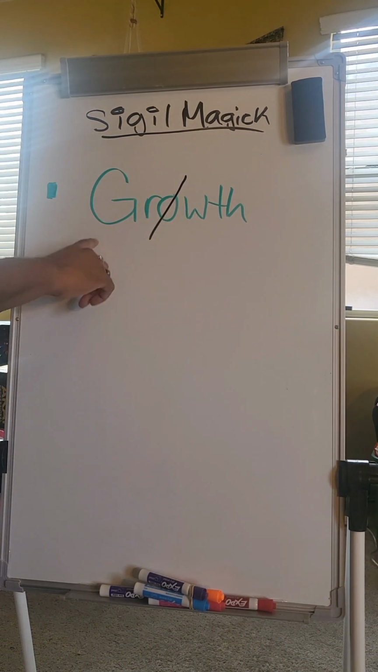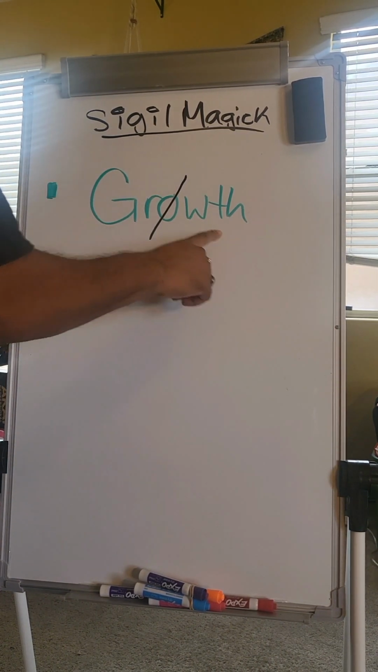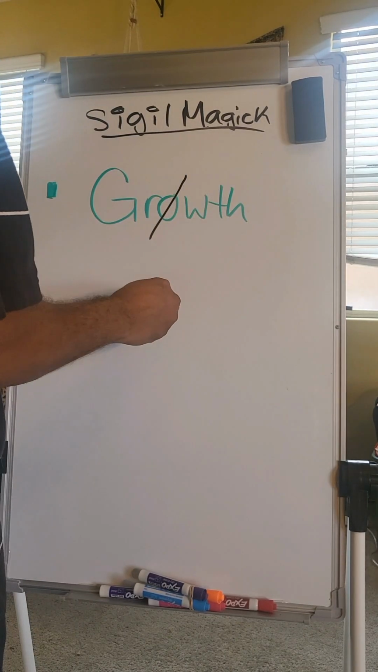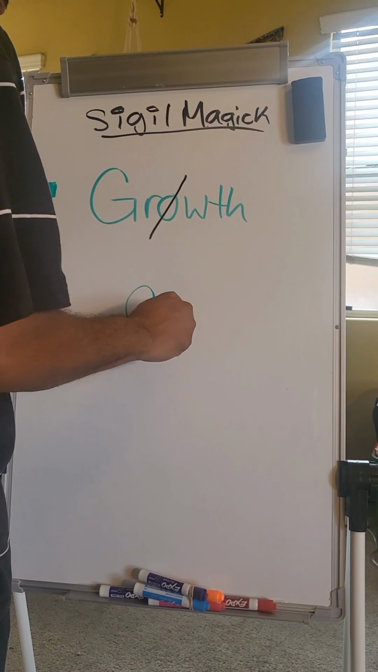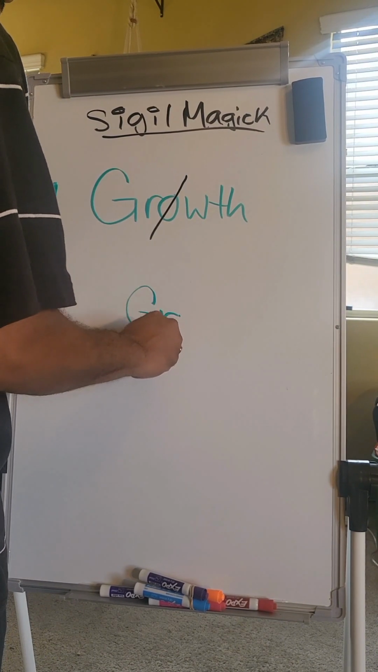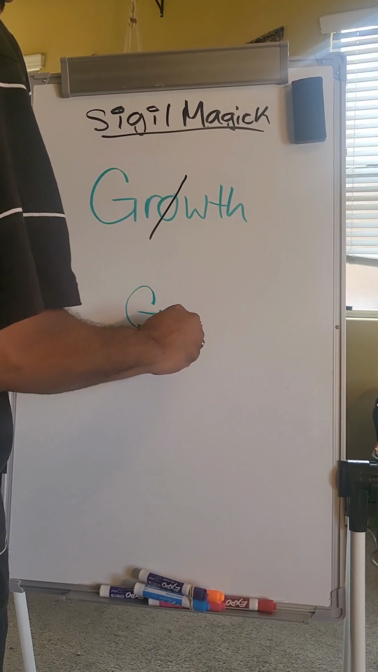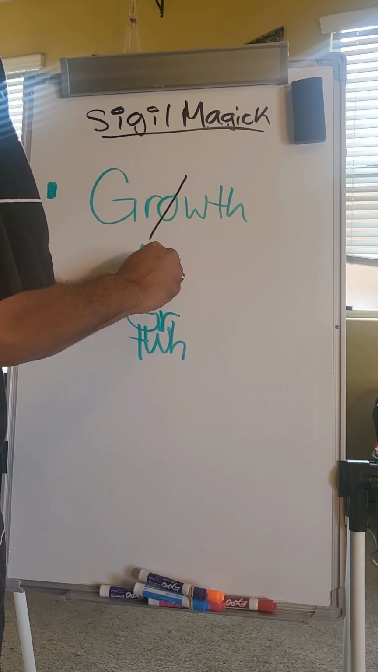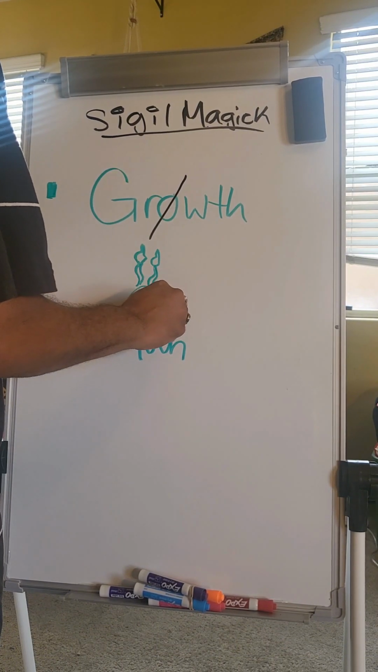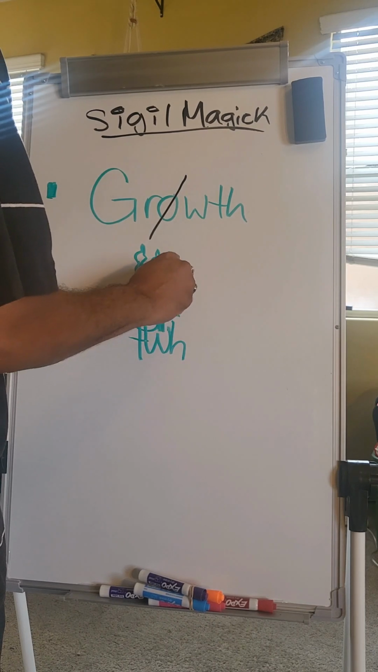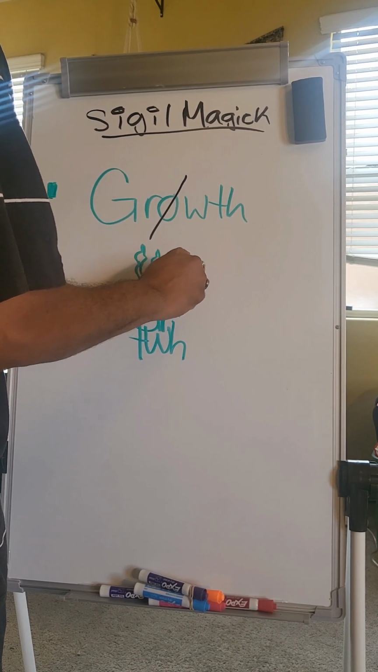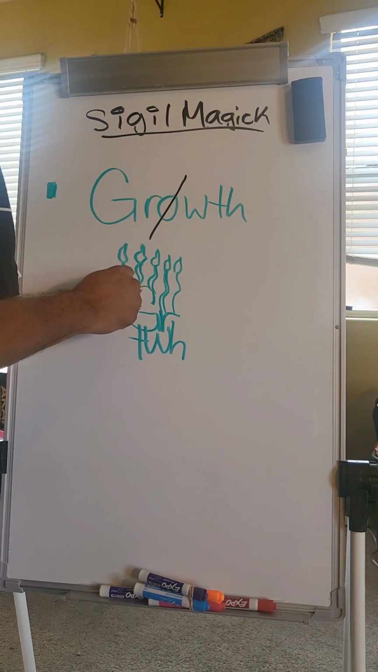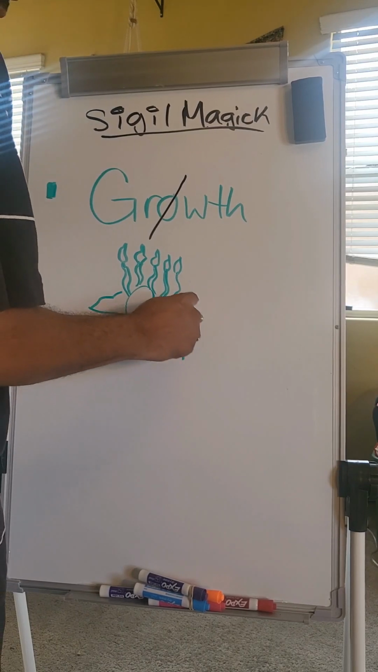So now we've associated the word growth with green, right? And so if we were to take and make this into a symbol, and then I have this here, and then let's say I draw some little plants sprouting up off of my sigil, right? And then I just kind of have some land looking thing.